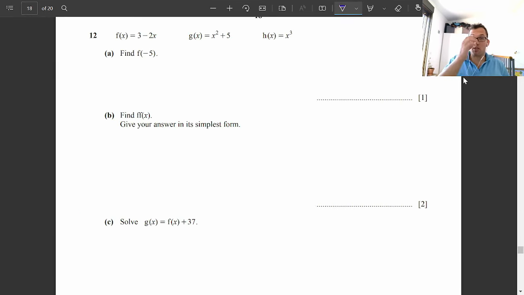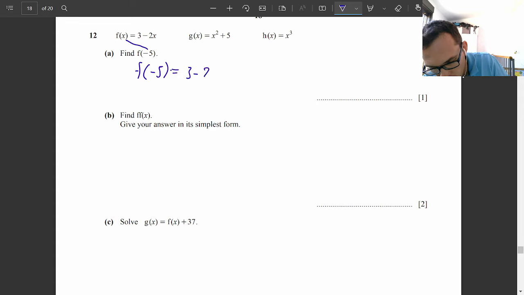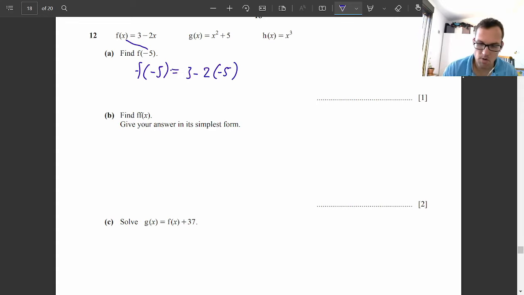Question 12, functions. This can be fun if you get it right. Let's see. First one, find the function f where x is minus 5. So over here, they have changed that x over there for a minus 5. So we write the function of f, and instead of x, we put minus 5. So again, that looks like that. 3 minus 2 times minus 5. Okay, what's that? That's minus 10 plus 10, 13. Okay, don't get yourself confused here.